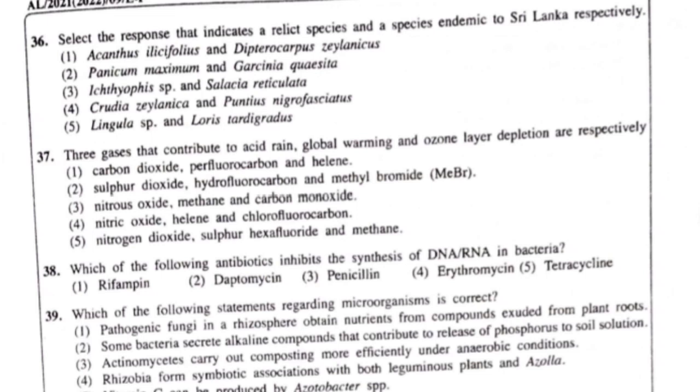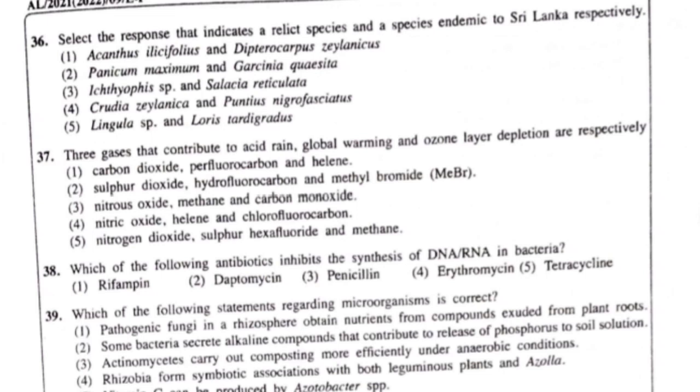So hydrofluorocarbon is HFC, and that contributes to global warming. Then for ozone layer depletion, the contributors are CFC, then HCFC, compounds like that. So the answer is the second one. So sulfur dioxide contributes to acid rain. Hydrofluorocarbon, that means HFC, contributes to global warming, and methyl bromide contributes to ozone layer depletion. So that is the answer.